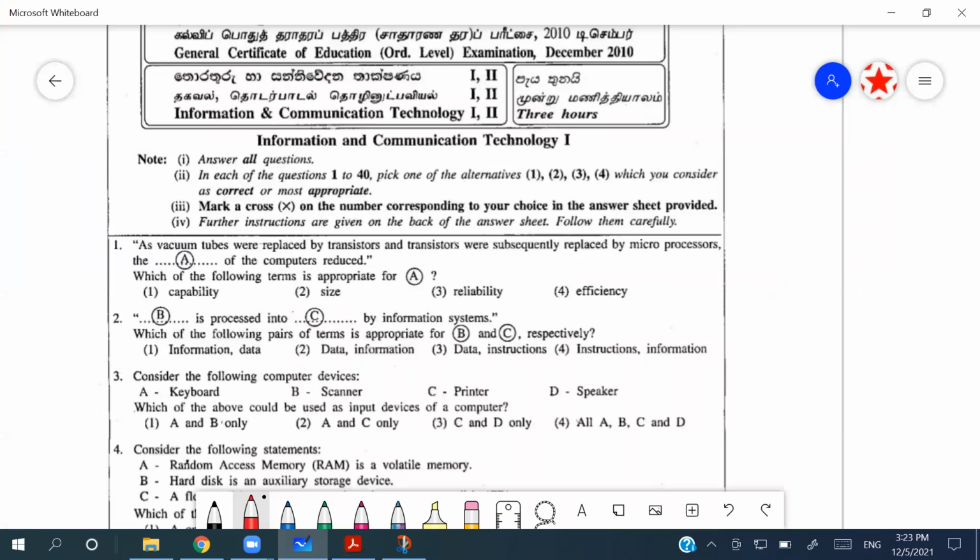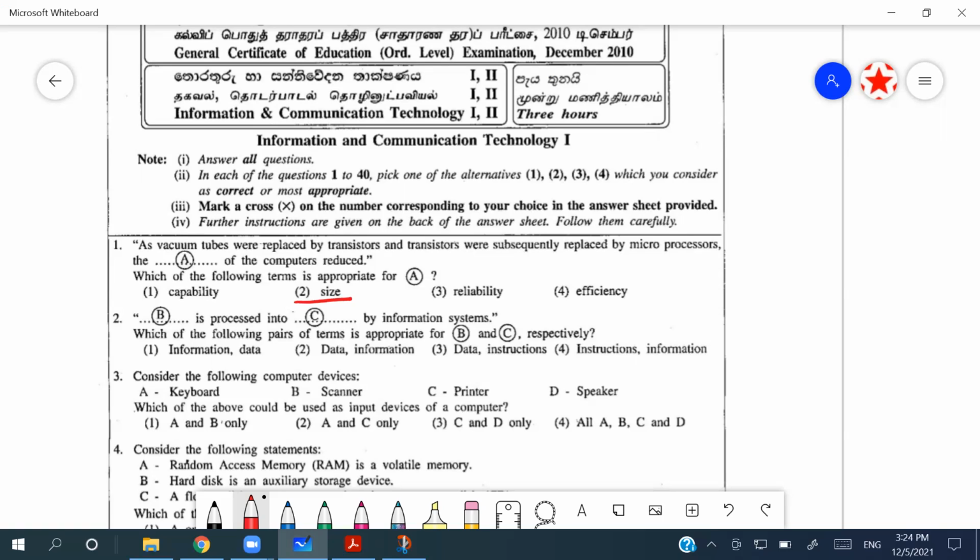It says the vacuum tubes were replaced by the transistors and transistors were subsequently replaced by the microprocessors. The space of the computer reduced. So the question is asking which factor has been reduced. Capability increased, right? During the generations, the computer has had many capabilities added to it and evolved. Earlier, it was a machine created only for addition and subtraction. Later, it gradually increased its capabilities. Nowadays, it is capable of many things. So it's not the capabilities. Size is the factor which is going to decrease.